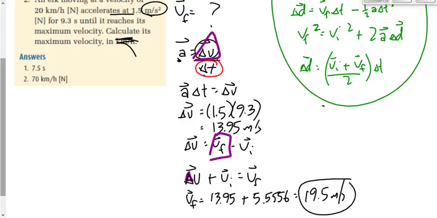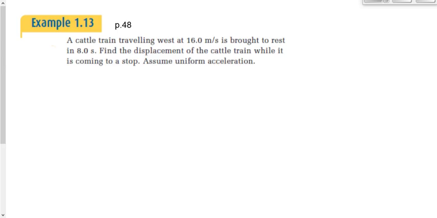All right. Let's take a look at another example. This example is on page 48 of your textbook. This question says, a cattle train traveling west at 16 is brought to rest in 8 seconds. Find the displacement of the cattle train while it's coming to a stop. So during the time that it takes the cattle train to stop, how far does it travel? What's its displacement?